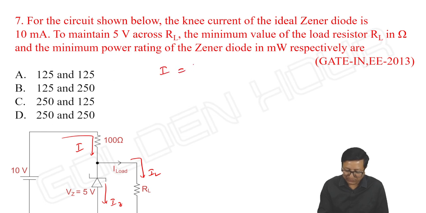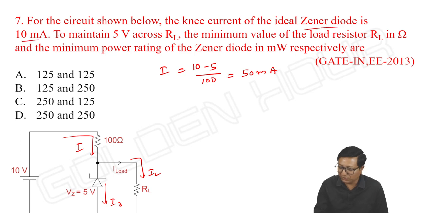I is equal to V in minus Vz by R. How much do you get? It is 50 milliampere. Same problem, no? Nothing special about it. IZ minimum is also same. Knee current is also same.